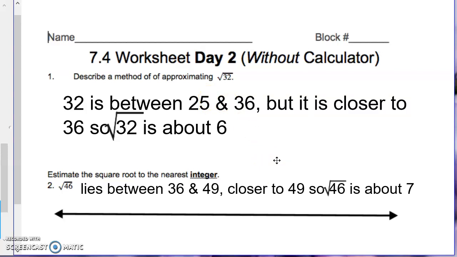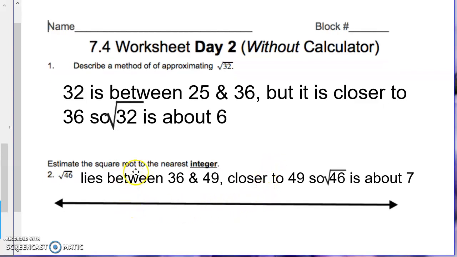Well, 32 lies between the perfect squares of 25 and 36. But it is closer to 36, which is a square root of 6. So I would say the square root of 32 is about 6. Question number 2 says estimate the square root to the nearest integer. So the square root of 46 lies between the perfect squares of 36 and 49. 46 is closer to 49, which the square root of 49 is 7, so I would say the square root of 46 is about 7 for the nearest integer.